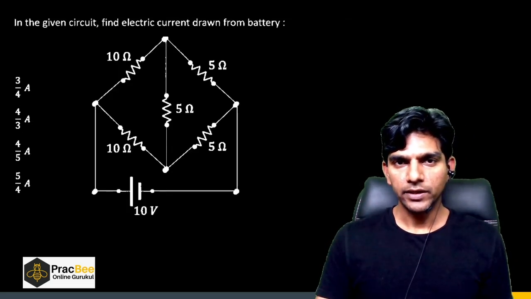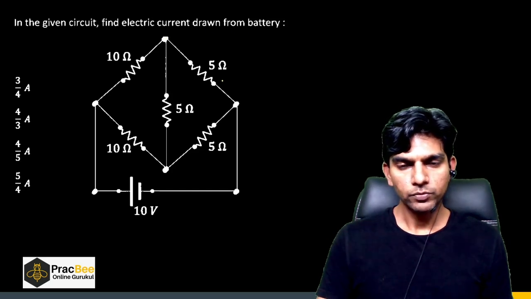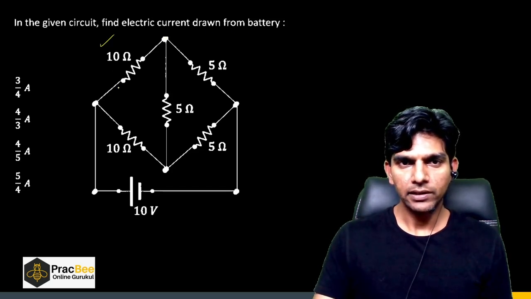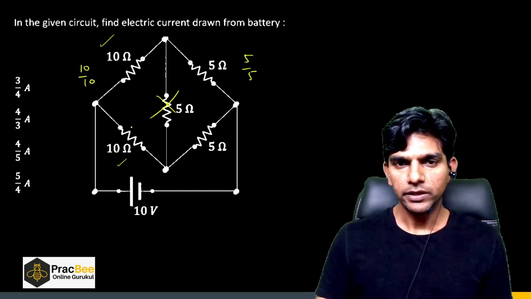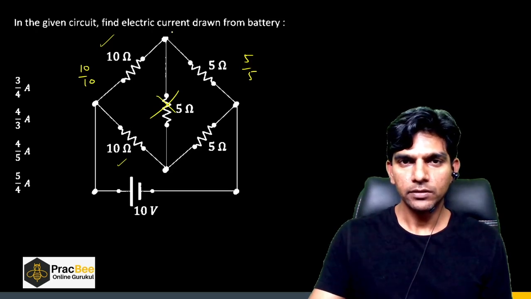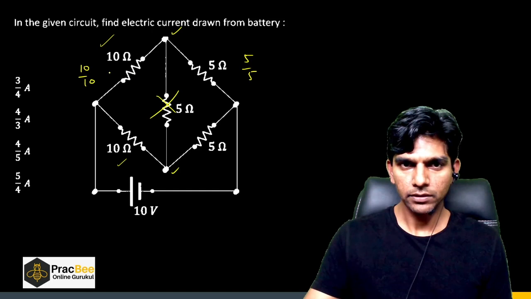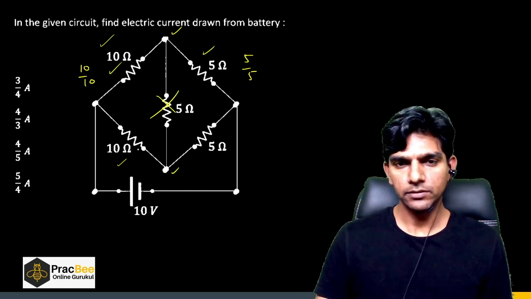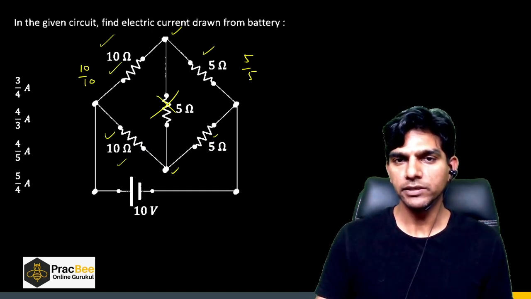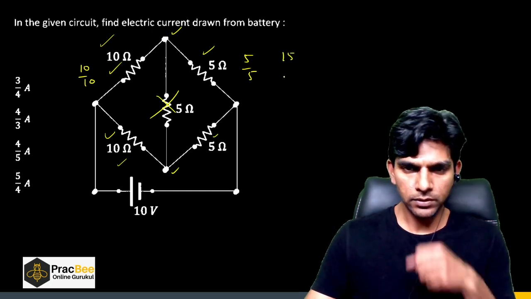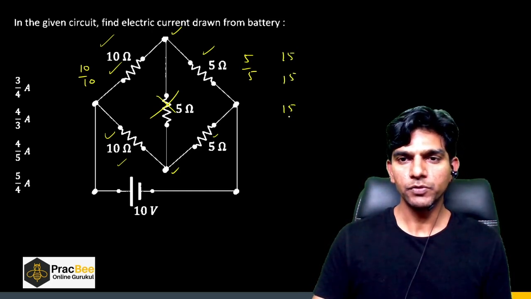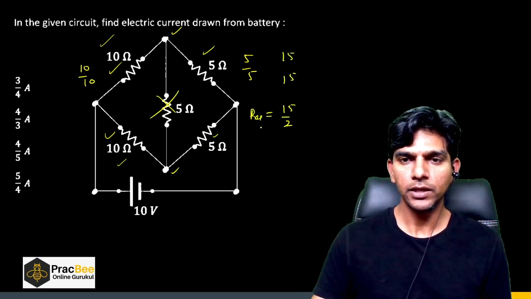In the given circuit, find the electric current drawn from the battery. So can you see it's a balanced Wheatstone bridge? So 10 by 10 is the same as 5 by 5. So there will be no current through this resistor, or you can say these two points will be at the same potential. So we can say 10 and 5 are in series, and this 10 and this 5 are in series. So we have 15 and 15 in parallel. So this will be 15 by 2. So that is R equivalent.